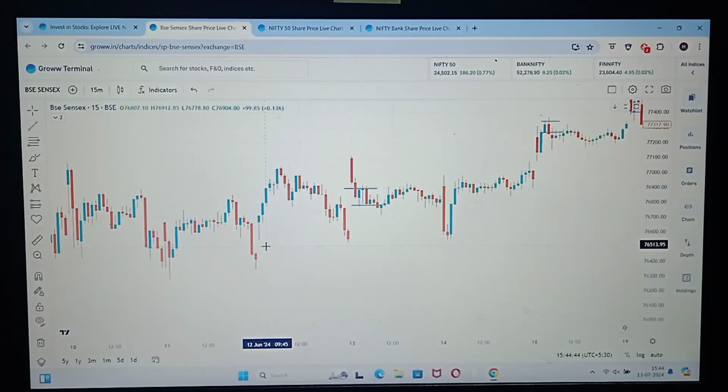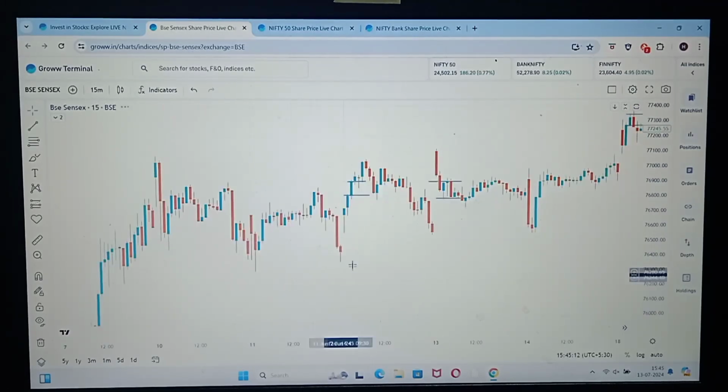Then we'll see 12th. On 12th you can see at 10 a.m. we got a trade at 76,901 easy. 150 points easy.